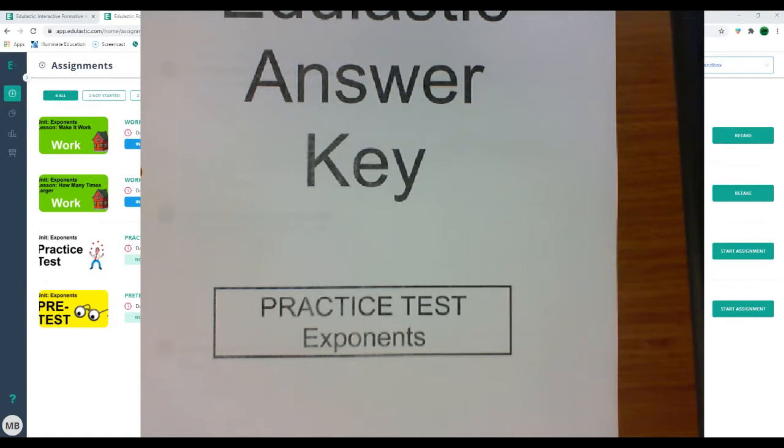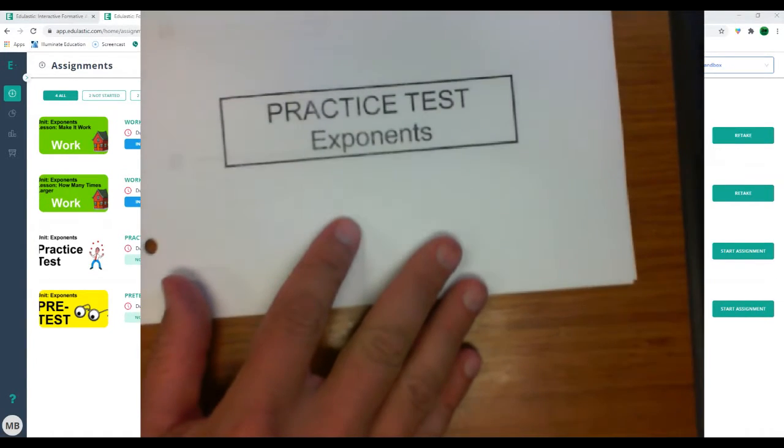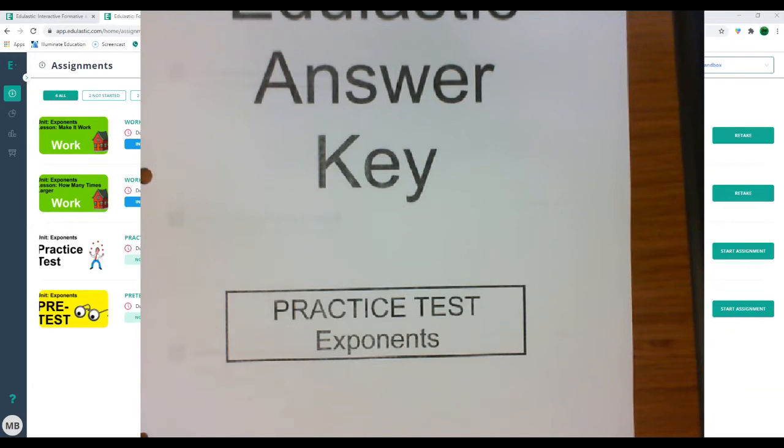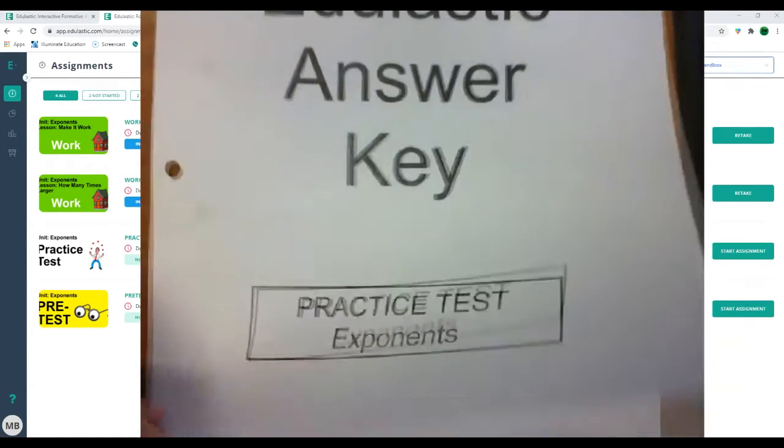Hey, it's Mr. Barr, and this is the practice test for exponents. Once I've done this, I will then put it into Edulastic and see that it really works. Oh wow, I haven't even taken this thing yet. Usually I do this before I make the video. Well, let's do it right now. Let's take the test.